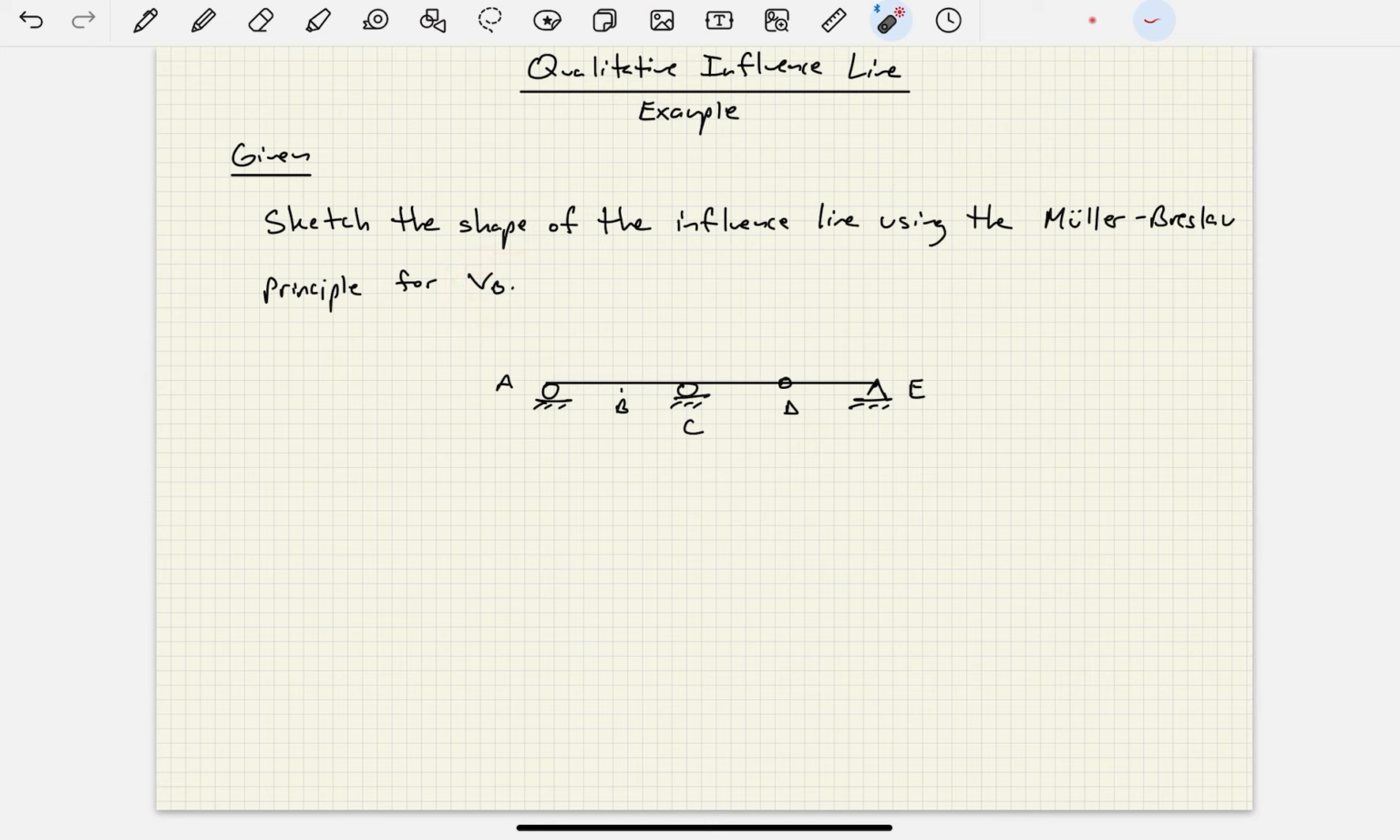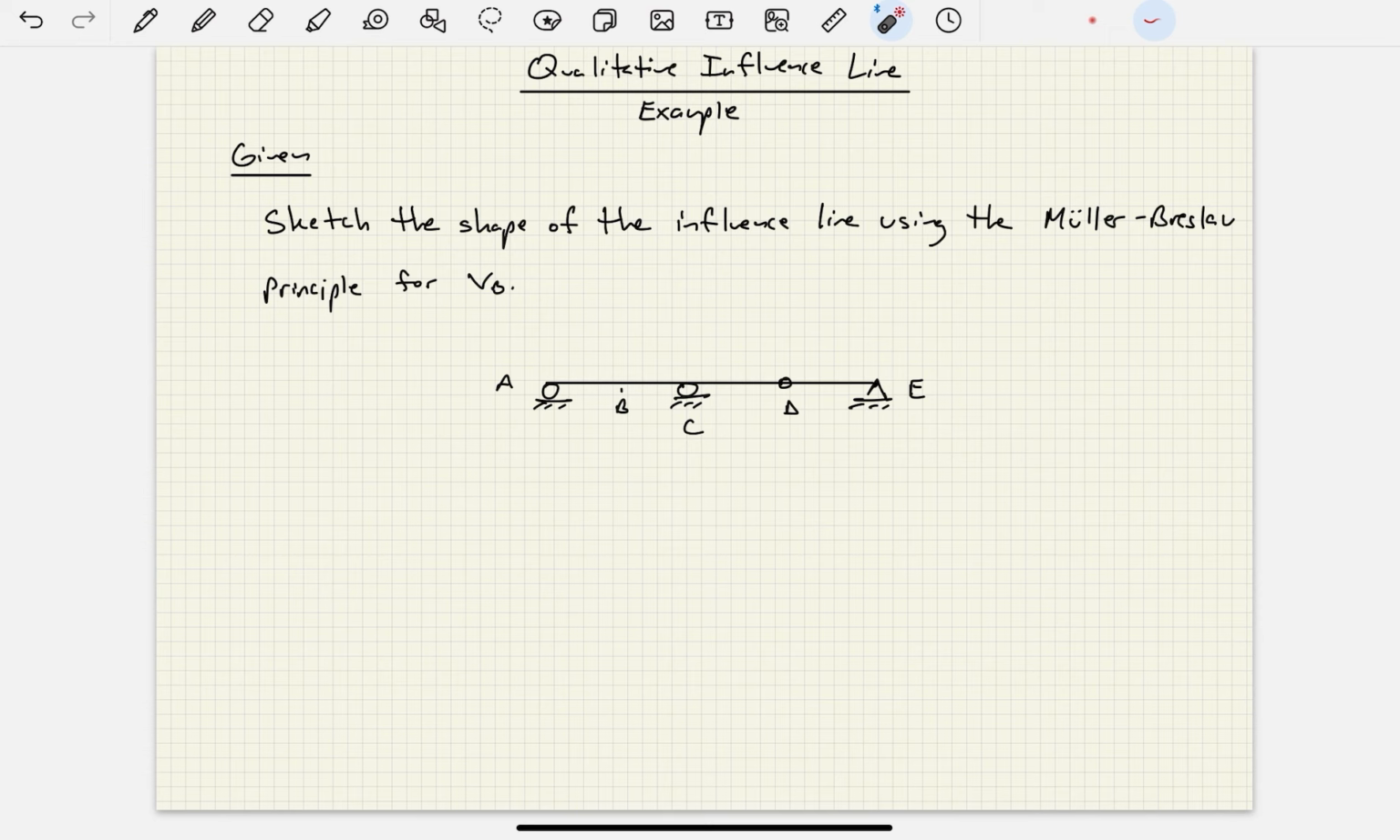So if you notice, we have a compound beam here. We have a roller at A, another roller at C, an internal hinge at D, and an external pin at E. So this is still statically determinate, no problem. It's just a compound beam due to the fact that we have this internal hinge here.